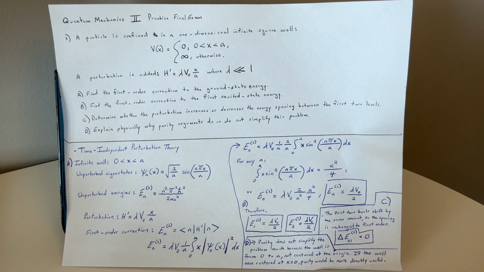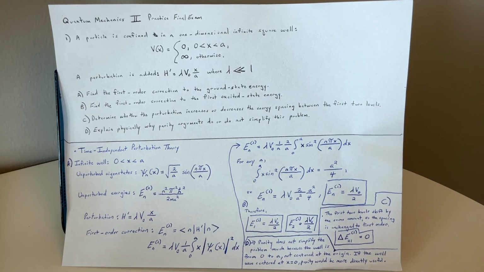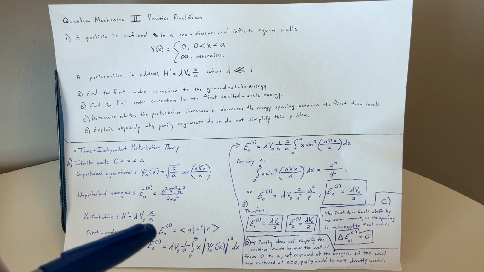Okay, so we have that psi sub n of x equals the square root of 2 over a times the sine of n pi x over a. We have the unperturbed energies, set equal to n squared pi squared h bar squared over 2m a squared. The perturbation, h prime, is equal to lambda v naught x over a. So here we have our first order correction.